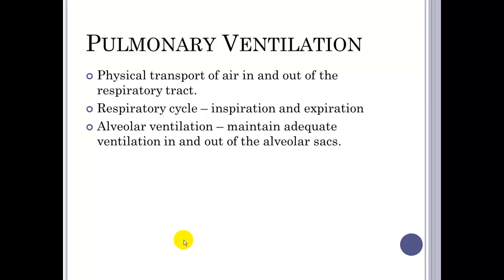Pulmonary ventilation is the physical transport of air in and out of the respiratory tract. We pretty much consider this the respiratory cycle, which includes inspiration and expiration. And then we have alveolar ventilation, maintaining adequate ventilation in and out of the alveolar sacs. These are actually the smallest areas in the lungs. Capillaries are running through here, and the air comes into this area and will exchange across the capillary alveolar membranes.